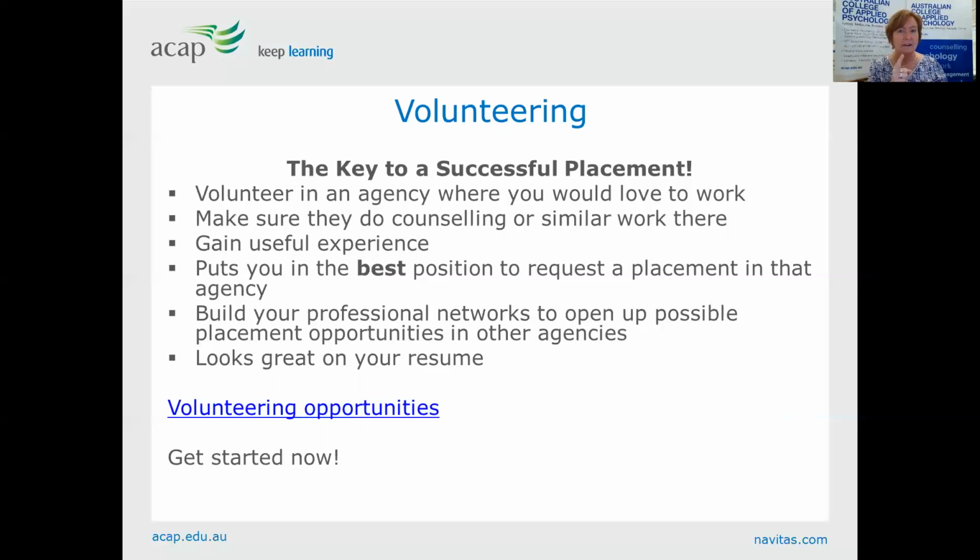Make sure that the agency does counselling or similar work so you get the best experience. This will put you in the best position to request your placement happen there in that agency. And then you'll get to build your professional network and open up possible placement opportunities in other agencies. It looks so good on your resume when you've been doing volunteering. Placement agencies prefer students who have volunteer experience by far. So please get cracking with some volunteering.